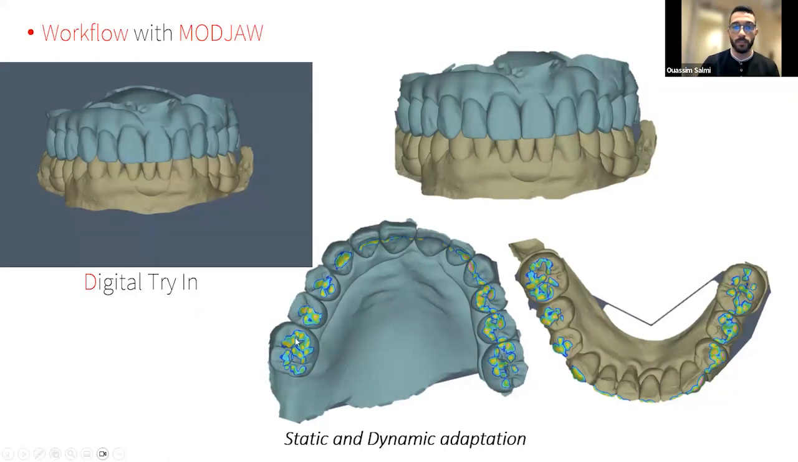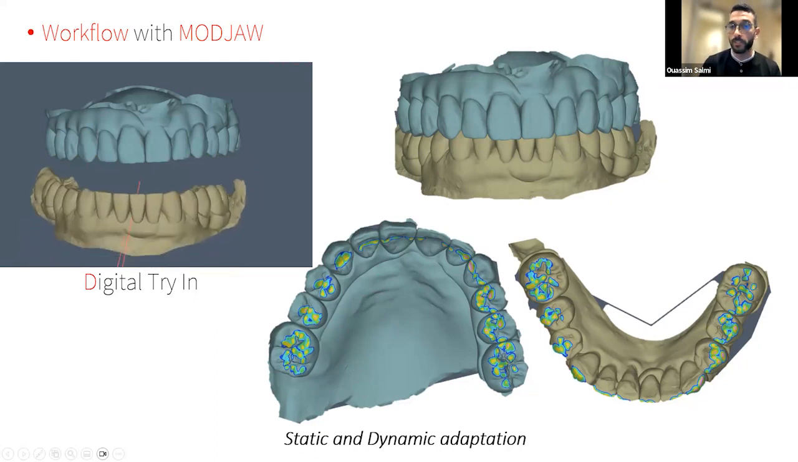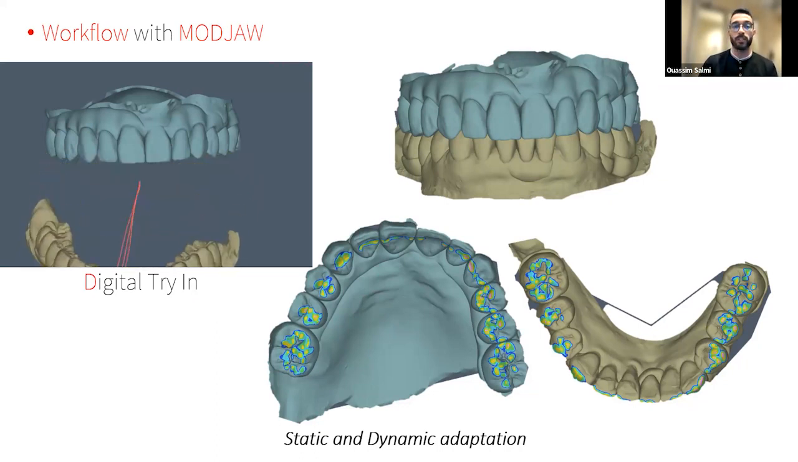So look at the contacts after static and dynamic. How equilibrated is the project when you put it inside the mouth of the patient?